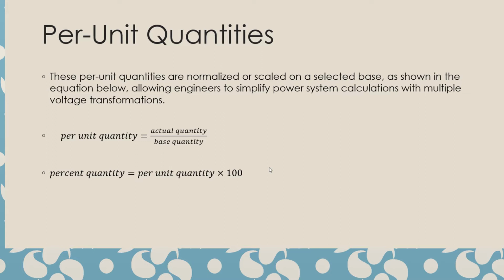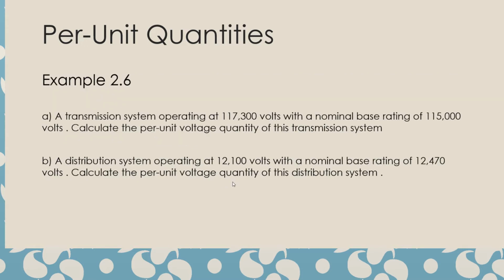Here is the formula for per unit quantities. Per unit quantity is always the actual quantity divided by the base quantity. If you want to make it a percentage, you just have to times it by 100.